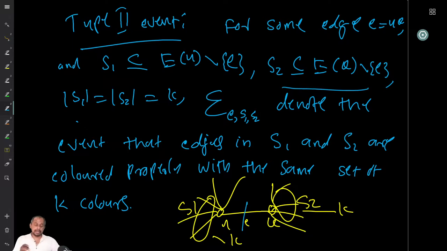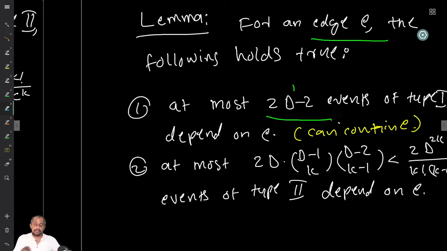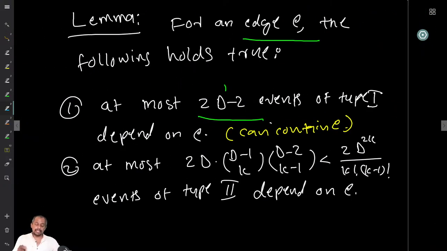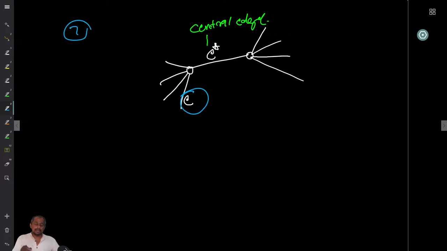So when I say that an edge is part of a type 2 event, it is one of the edges of S1 or S2 that we are talking about. When I am looking at this dependency again, an edge is part of the event precisely when it is not the central edge, but it is one of the edges here. So to define the event of type 2, I want to first define a central edge. Given an edge E, you want to define a type 2 event. Therefore, you need to come up with a central edge on which the event is defined. So if E is part of the event, I have to define a central edge, let's say E star.